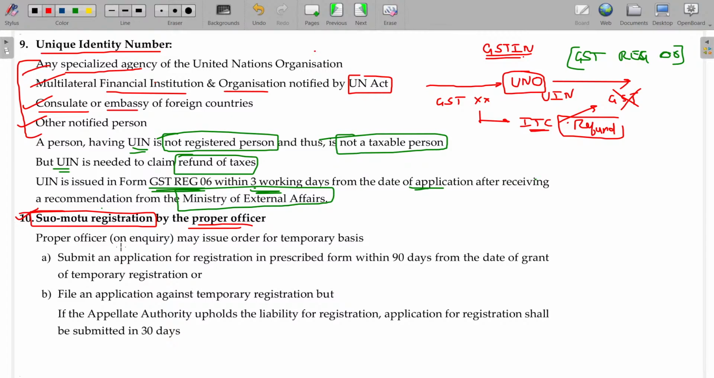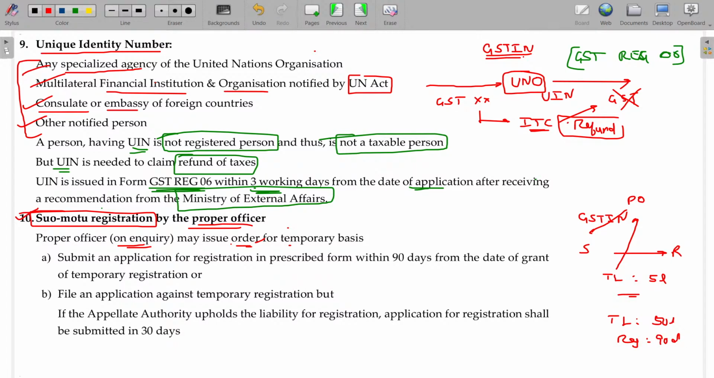Proper officer on inquiry may issue a temporary registration. So, supplier, recipient, the proper officer issued a GST number to you temporarily, stating that you have to pay the GST. Immediately what can you do? "Sir, no sir, my threshold limit is not reached sir, my transaction value is only 5 lakhs sir." You prove and argue with them to cancel it. "Yes, sorry, I missed, it's 50 lakhs only." Then you can go for regular registration within 90 days.